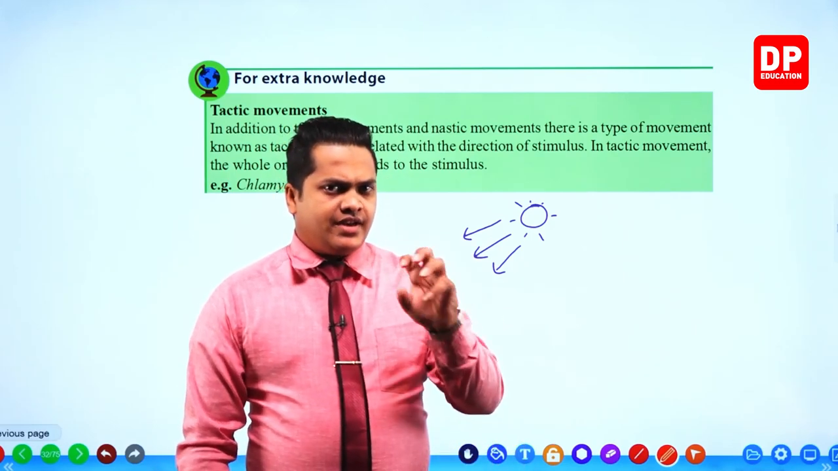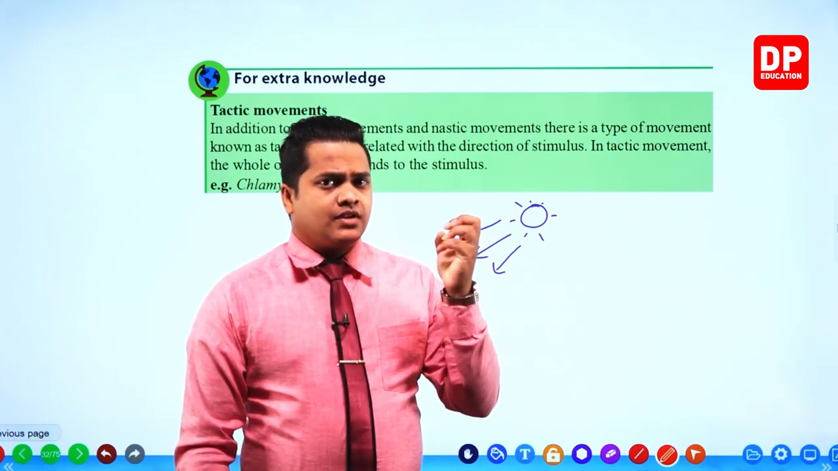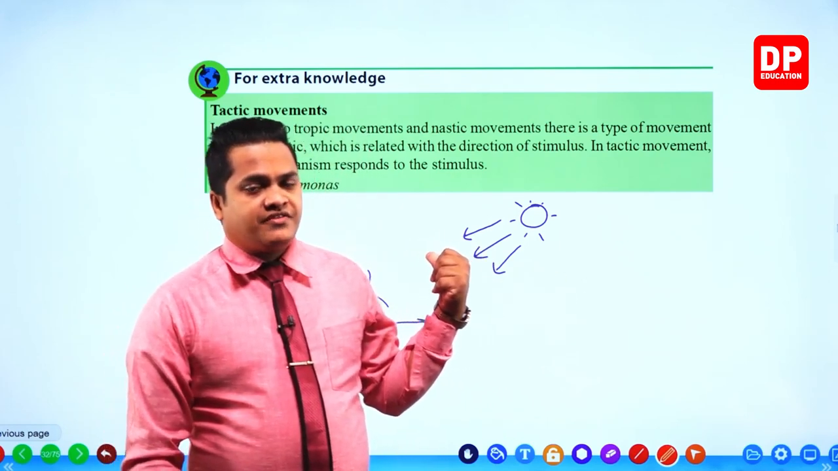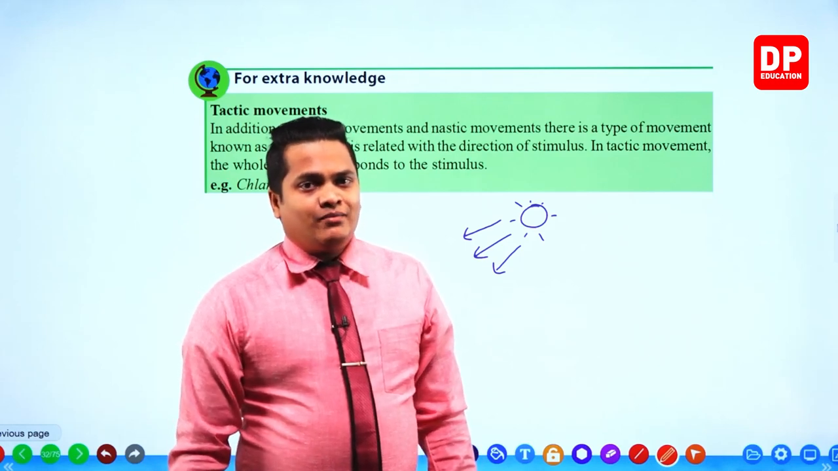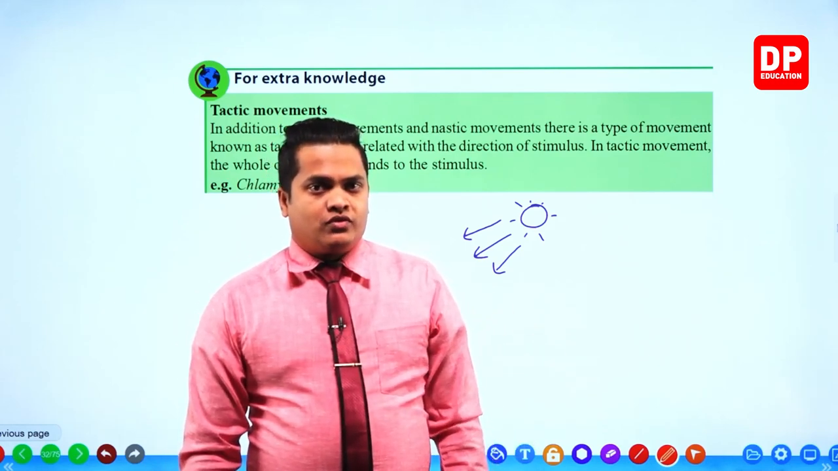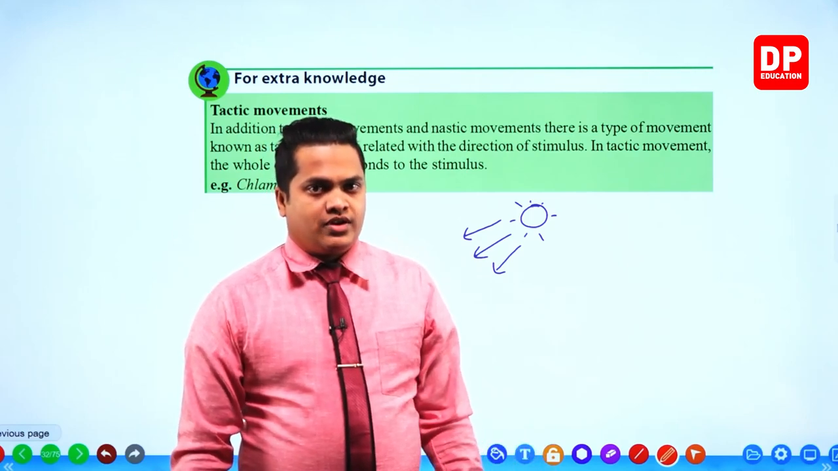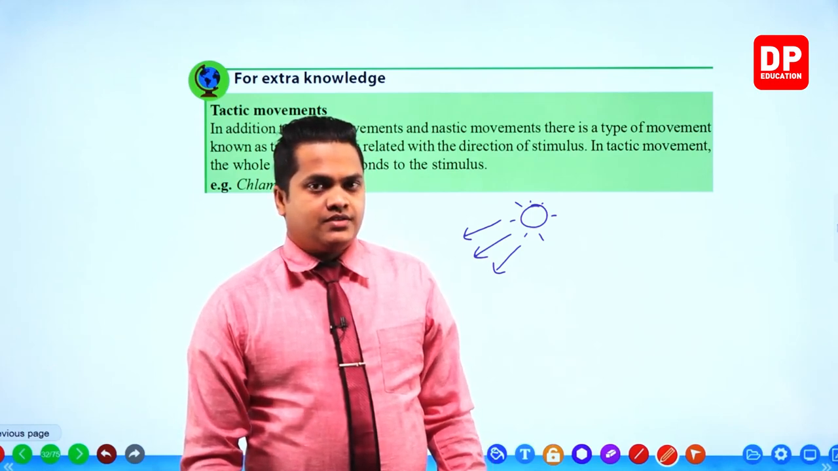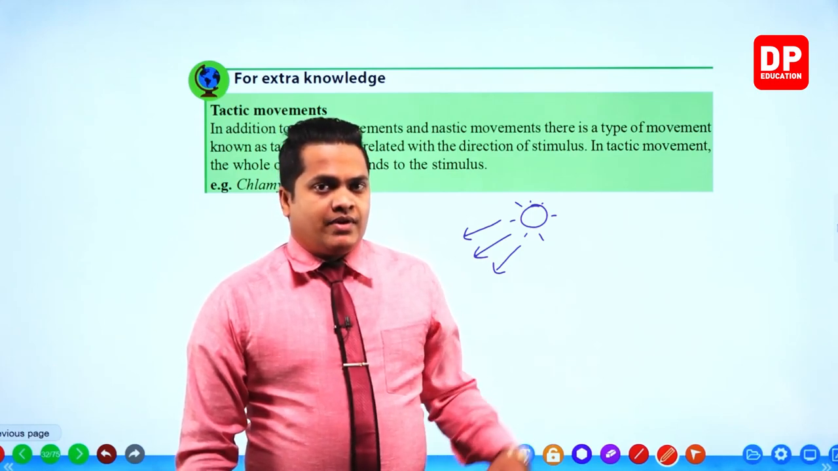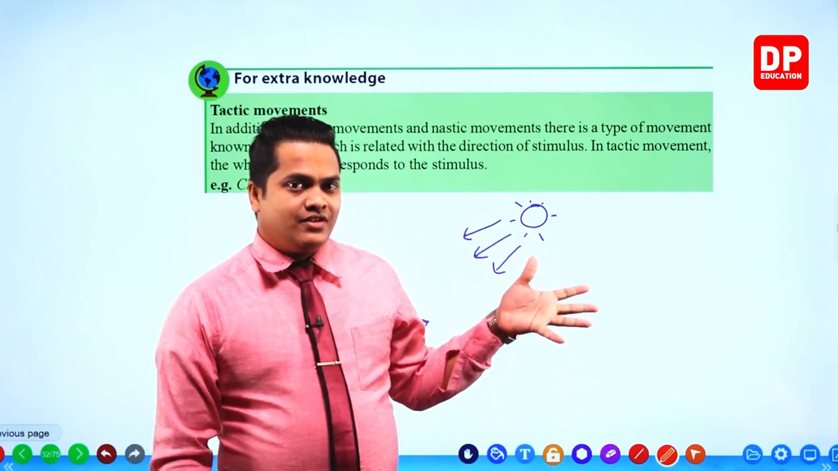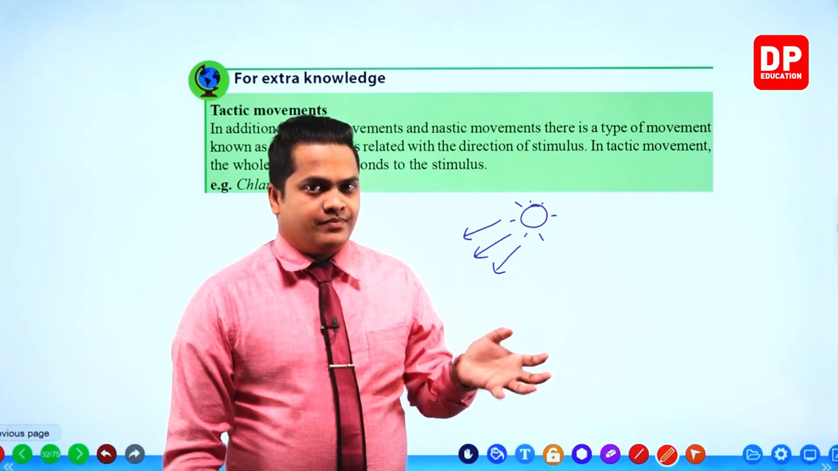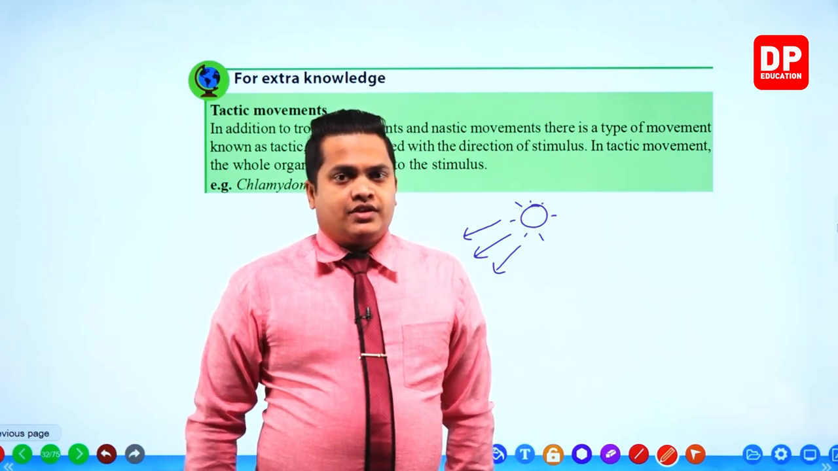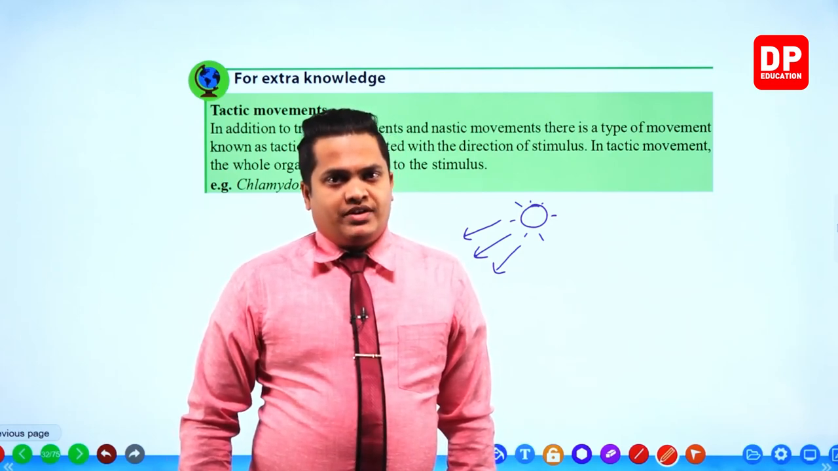Then after that, we studied a special kind of movement regarding organisms. That movement is referred to as the tactic movement. In tactic movements, the whole organism moves in response to a certain stimulus. An example is Chlamydomonas. So these are the types of movements that we observed within plants, my dear children. However, this tactic movement is somewhat different. It's not related to plants, remember. Then after that, we have finished the nastic movement part.